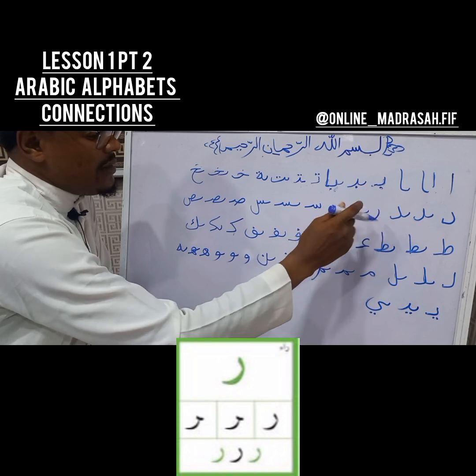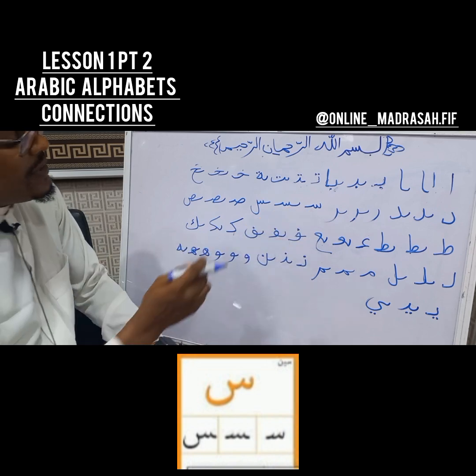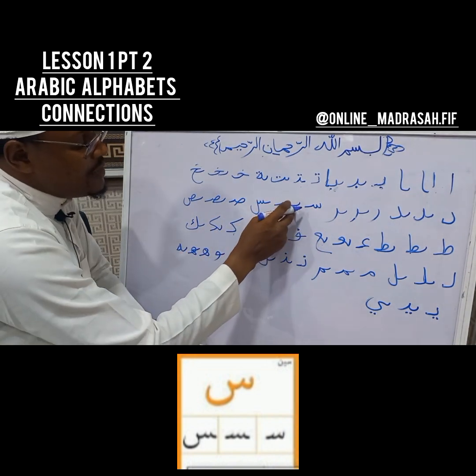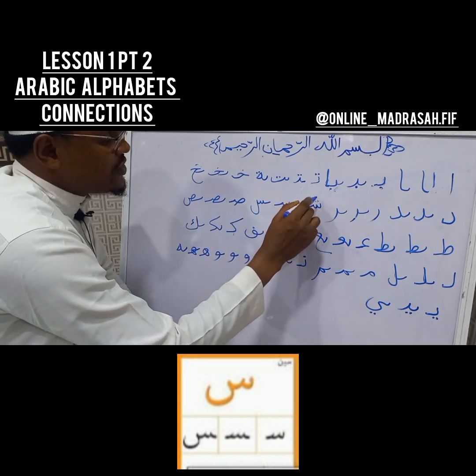So, applicable to Ra. It stands at the beginning, at the middle, and the end. Sin. It looks like this at the beginning. It's joining with another letter. In the middle, it looks like this, and then it looks like this at the end. Same thing applicable to what? Shin.